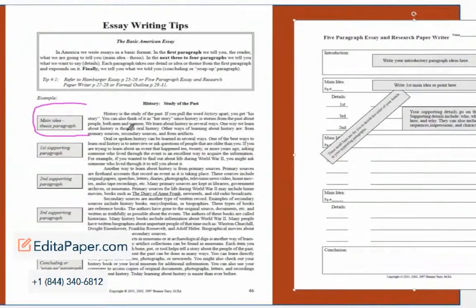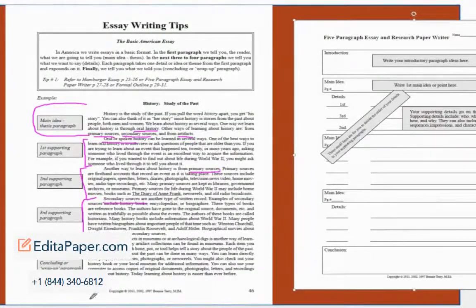So you see, I've listed some specific ideas here. One of them was learning through oral history. So that's the first paragraph. I expand on that idea. Then I say other ways of learning about history are from primary sources. Second supporting paragraph, primary sources. Right here, and here was the oral or spoken history. Then I talk about secondary sources. That's right here, secondary sources. And then I talk about from artifacts. That's right here.